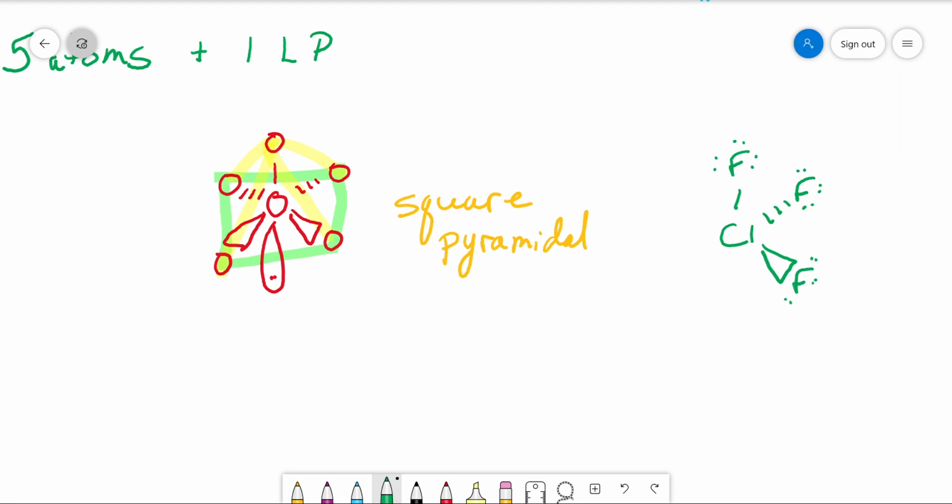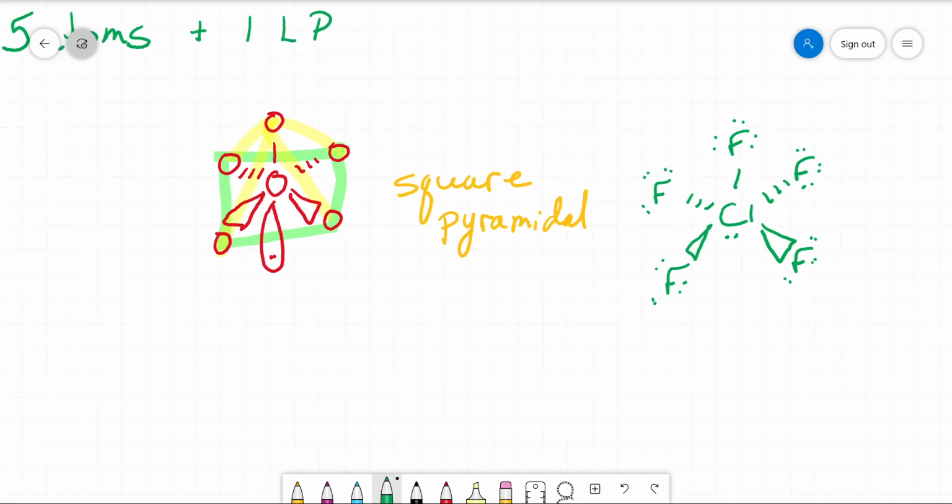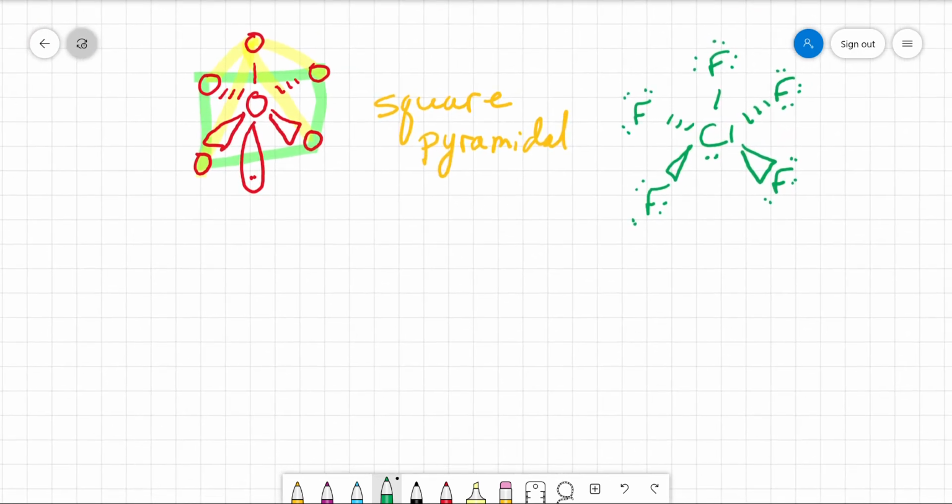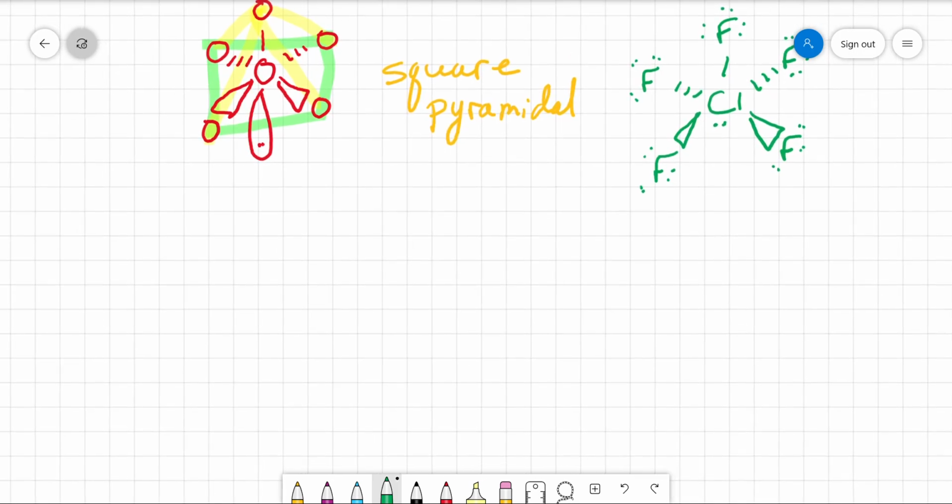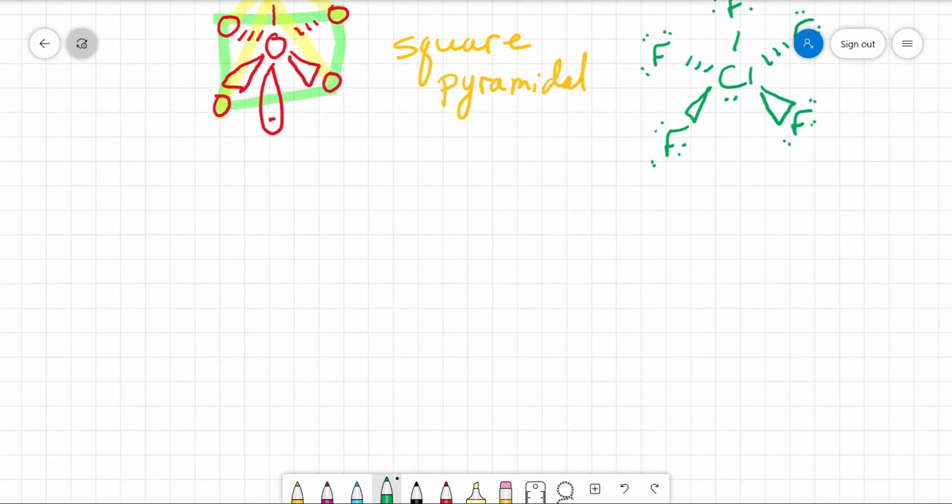So the biggest thing you guys need to learn to do is look at a Lewis structure and recognize, oops, that should have been a fluorine. You need to recognize what the shape is based off the Lewis structure. I'm not going to have you draw them. You need to be able to look at your Lewis structure and get the shape, okay? So there's square pyramidal.